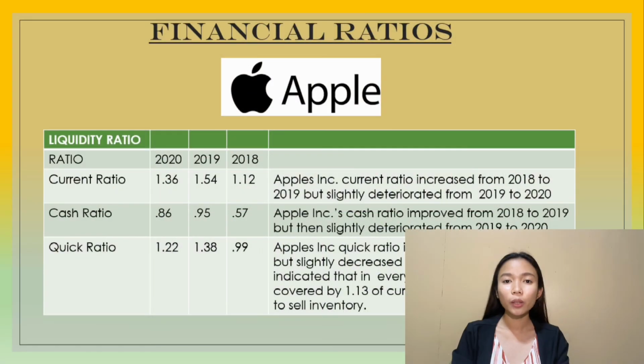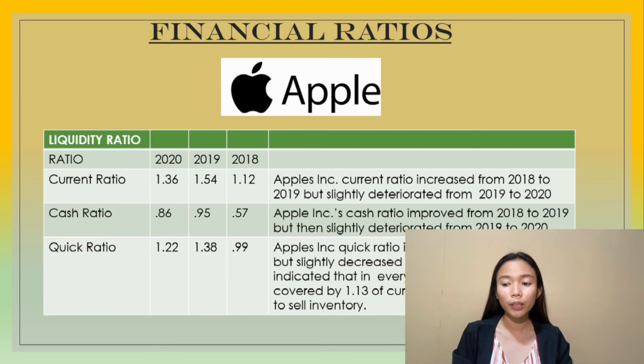So let's take a look at the financial ratios of Apple Incorporated. We have here its liquidity ratios. The first one is the current ratio. Current ratio means that the current assets are still greater than their current liabilities. So for Apple, its current ratio increased from 2018 to 2019, but slightly deteriorated from 2019 to 2020. Second one is its cash ratio.